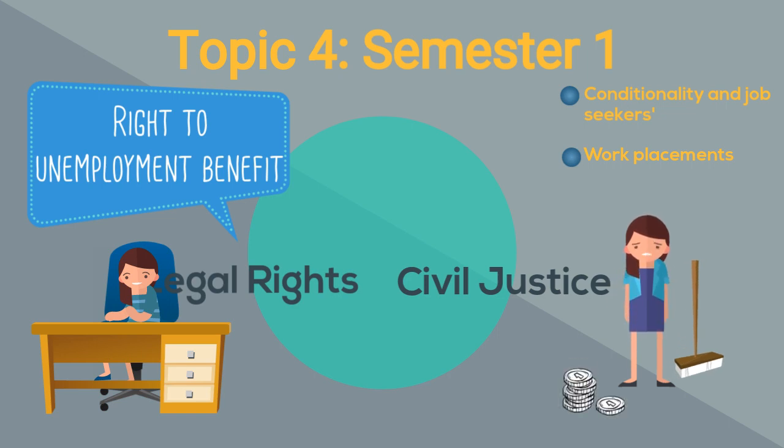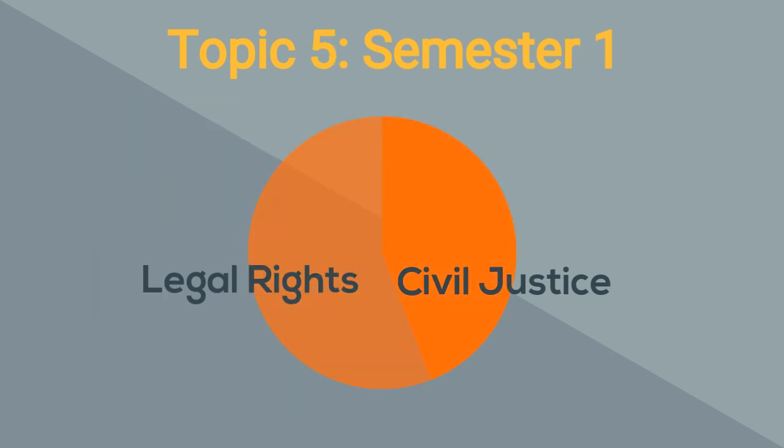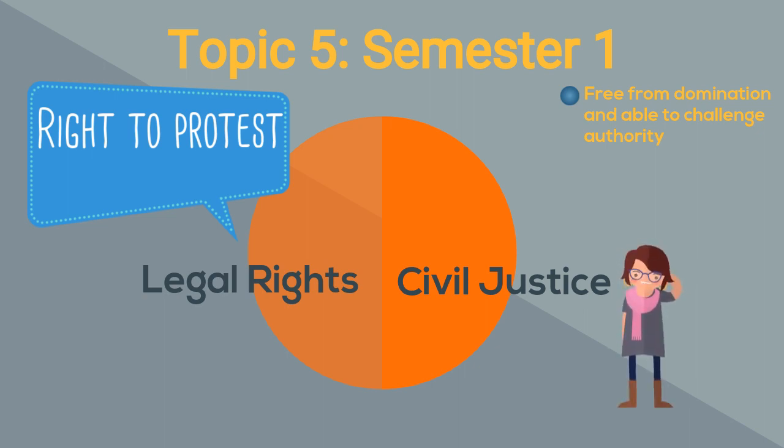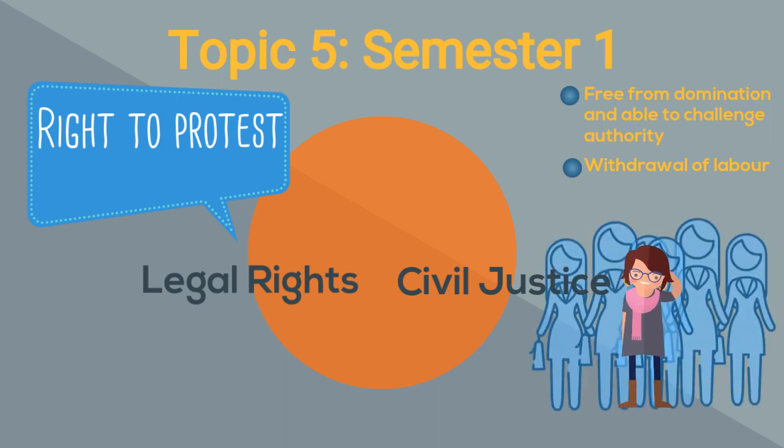Finally, in topic 5, we consider the legal rights that directly shape civil justice by enabling a right to protest. Our focus is on the democratic principle that all citizens should be free from domination and able to challenge authority. We explore what happens when citizens want to withdraw their labour in protest against their employer and call on a right to strike in the UK.